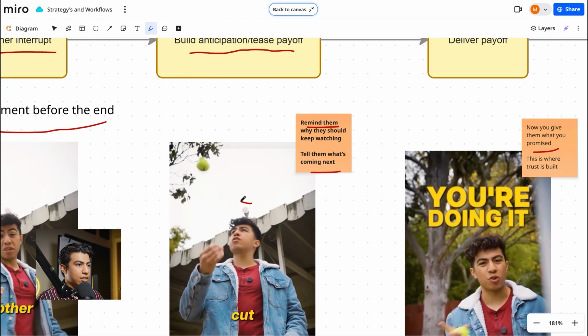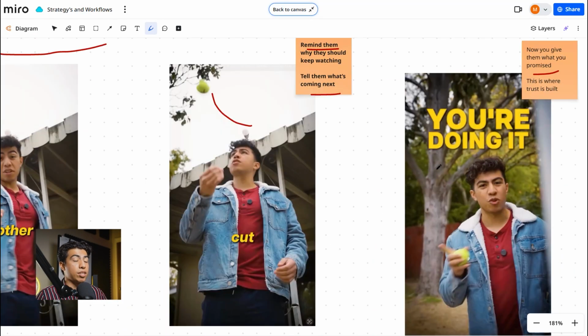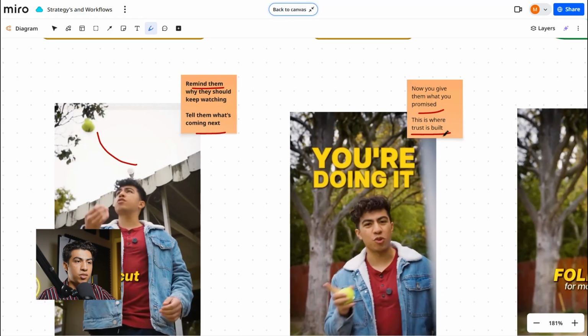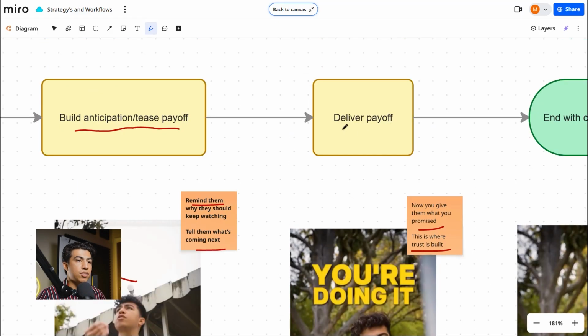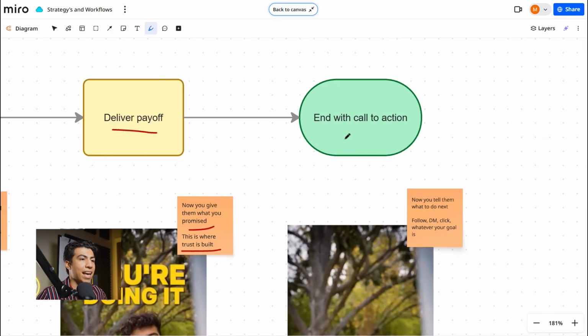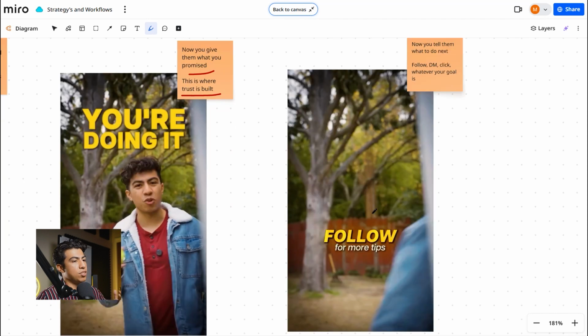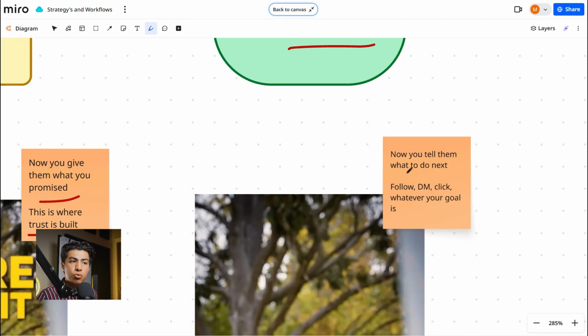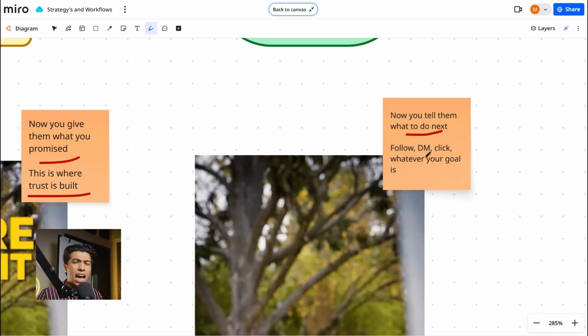So like I said, I tossed the tennis ball up in the air. They were expecting me to catch it, and this is where the trust was built. Not by me just catching a tennis ball, but by including these pattern interrupts constantly to re-engage the viewer. This delivers a payoff, and then we end with a call to action. It's as simple as me just walking off, and it says follow for more tips. You tell them what to do next, and that doesn't have to just be follow for more tips. It can be to DM a word or click the link above, whatever your goal is for your content.